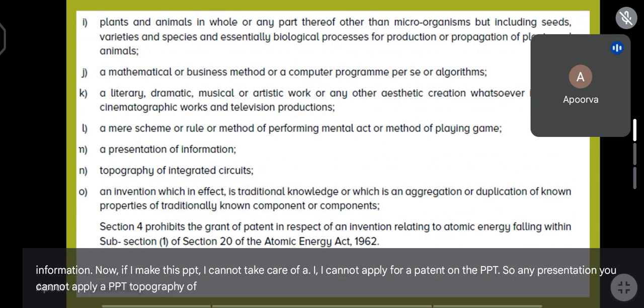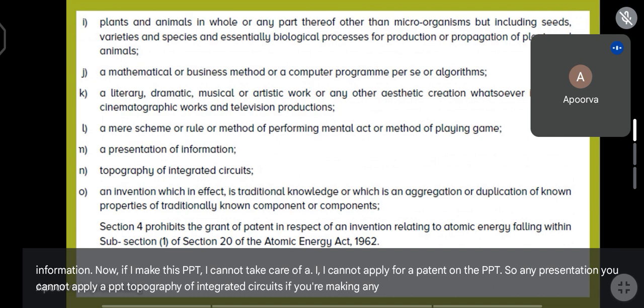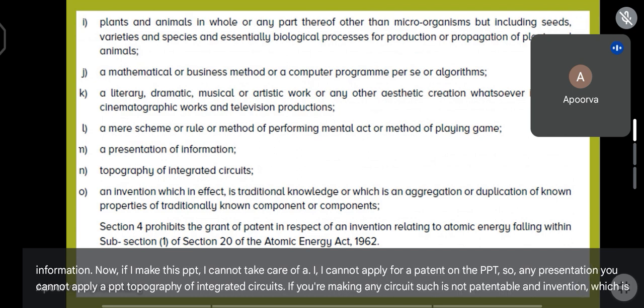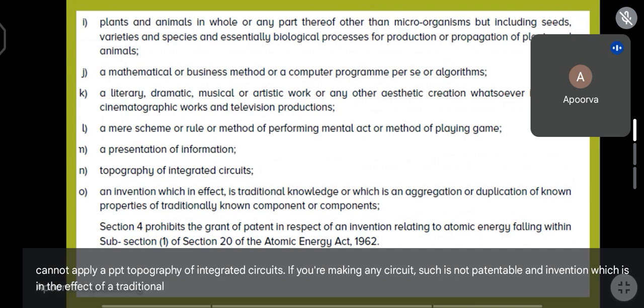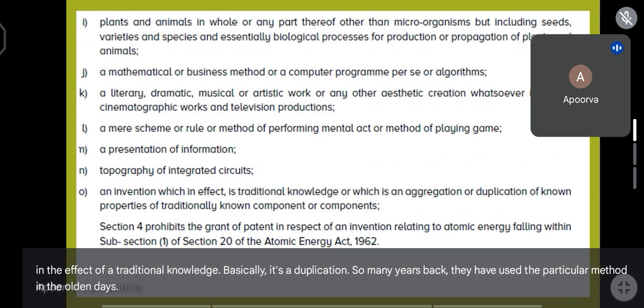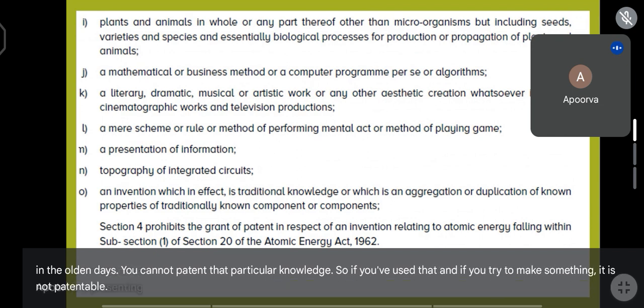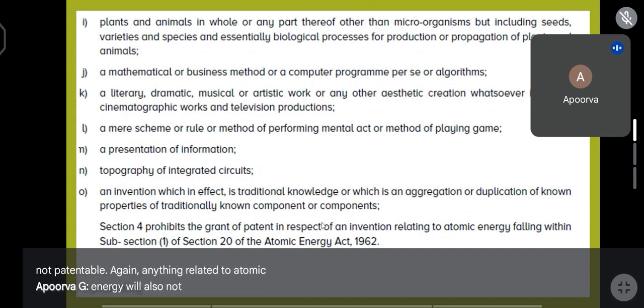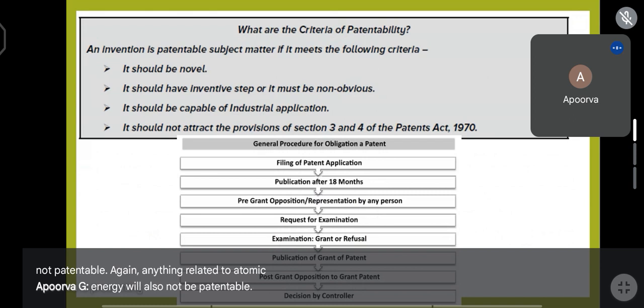Topography of integrated circuits, if you're making any circuits, it is not patentable. An invention which is in effect a traditional knowledge, basically it's a duplication. So many years back, they used the particular method in the olden days. You cannot patent that particular knowledge. So if you've used that and tried to make something, it is not patentable. Again, anything related to atomic energy will also not be patentable. Anyone's got any doubt so far?